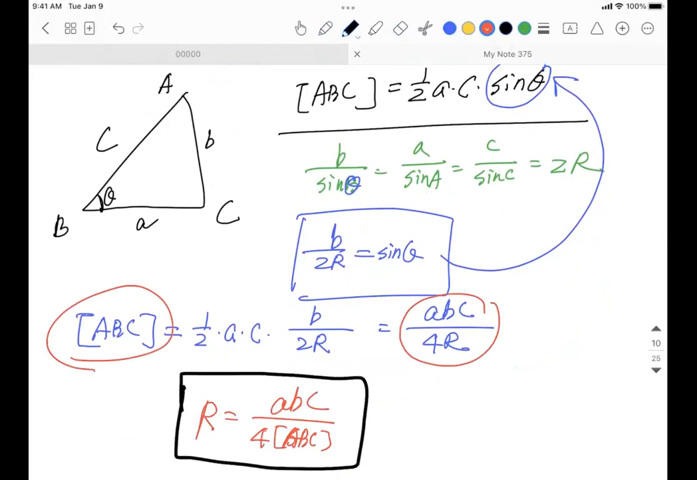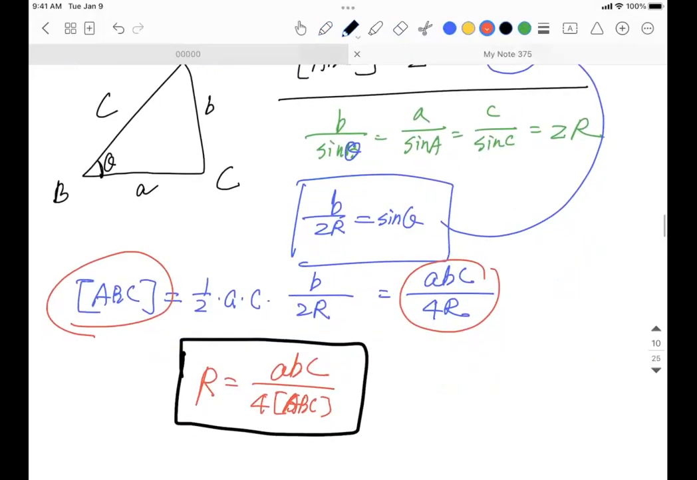Does it make sense to you? This is the way you determine an area. Oh, wait, how you can determine the circumcircle's radius using the area and the three sides of your triangle. Does it make sense to you guys? Yes or no? Can I have some feedback?